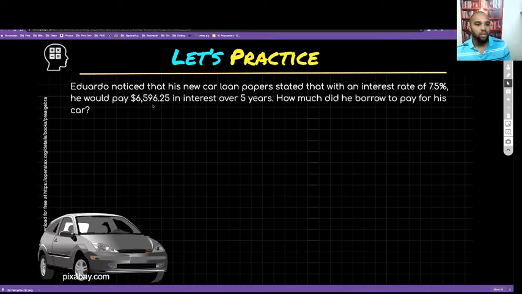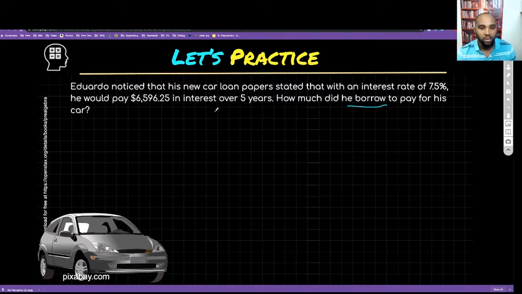All right. Eduardo noticed that his new car loan paper stated that with an interest rate of 7.5%, he would pay $6,596.25 in interest over 5 years. How much did he borrow to pay for his car? So the question they're asking us is what? How much did he borrow is asking about the principal. So we want to know the principal if that's how much he borrowed.